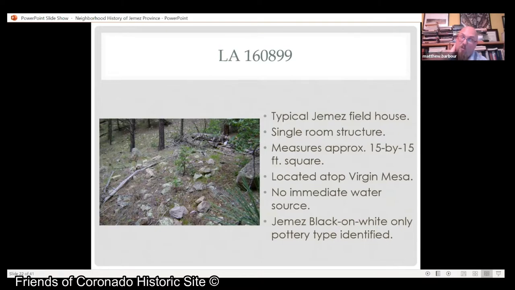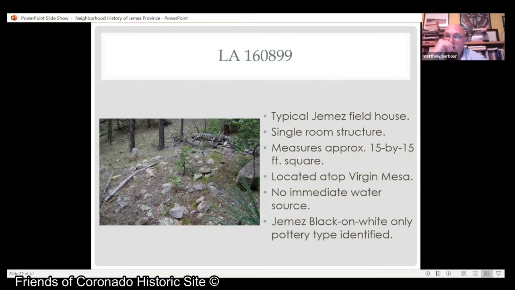So you're looking at LA160899. It doesn't have a nice name. But this is what a typical Jemez field house looks like when you find it archaeologically today. It looks like a cluster of tuff stone that's just kind of scattered about. Looks kind of rectangular in shape where the walls have all collapsed in on themselves. Usually these things measure about 15 by 15 feet square.